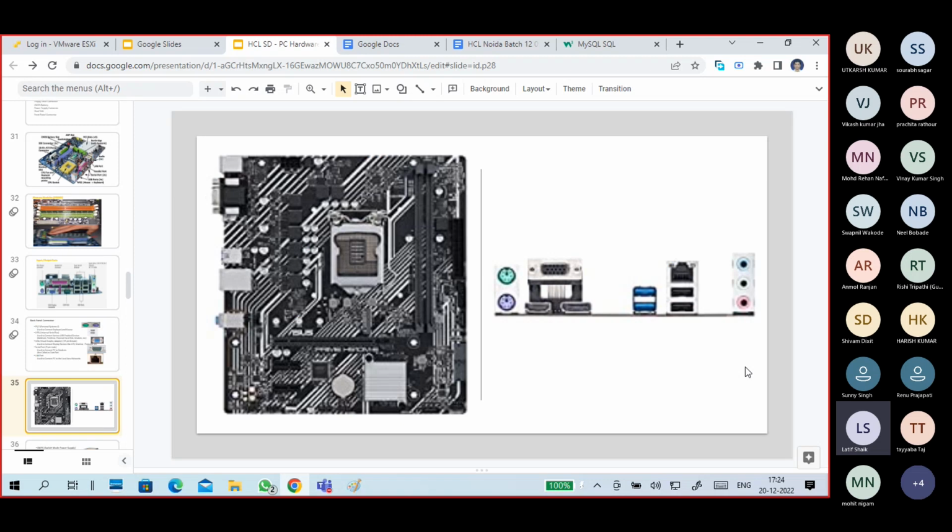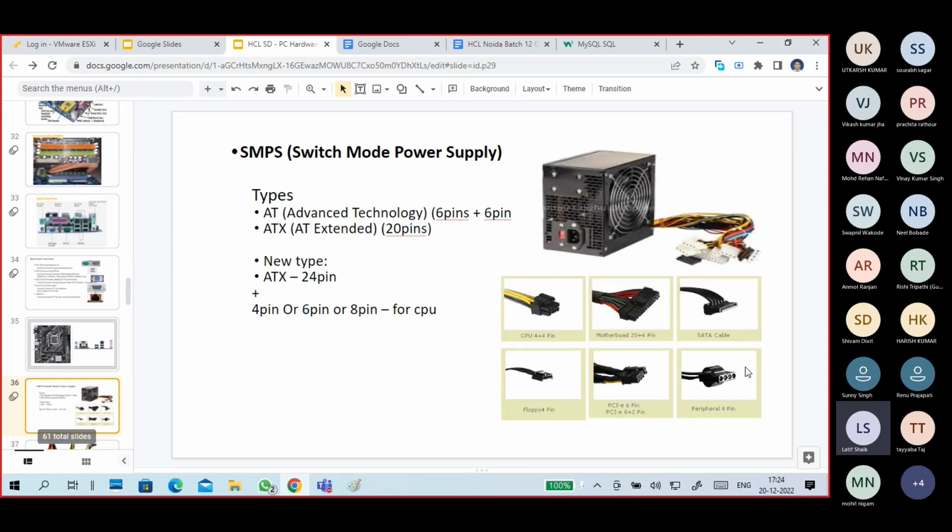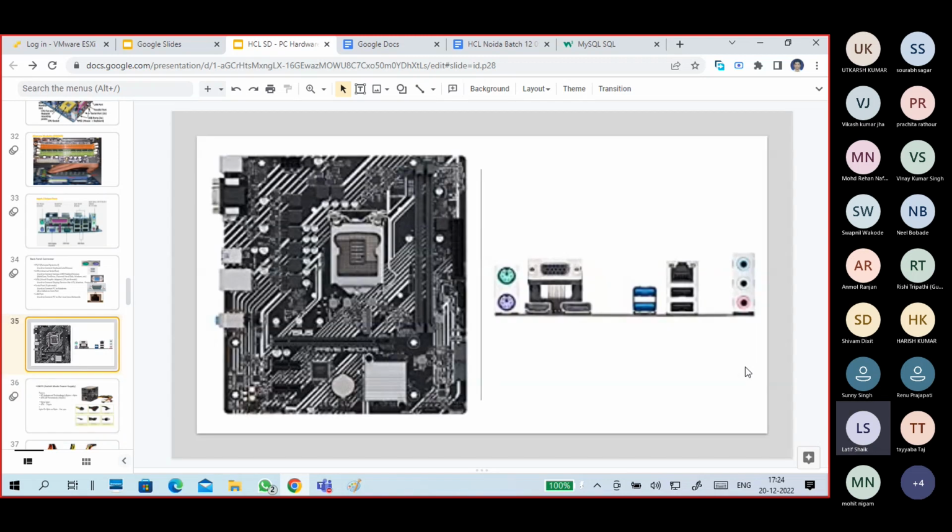This is another motherboard. These are the back panel of the motherboard. You can see this one has HDMI also. Both VGA and HDMI are available, with no serial or parallel port, because we have USBs, and USB works for all types of connectivity. This is a small introduction about your motherboard.